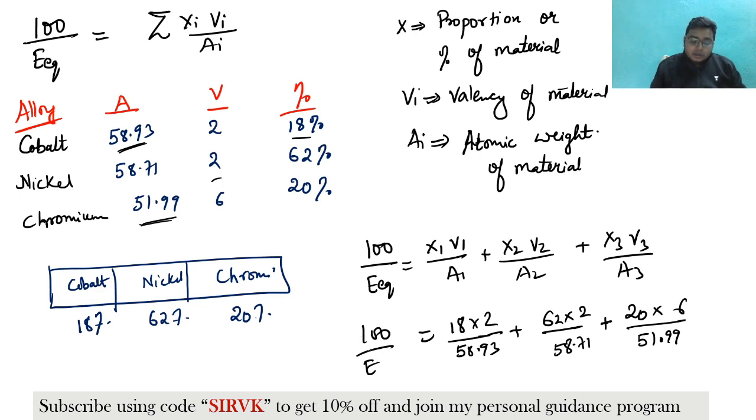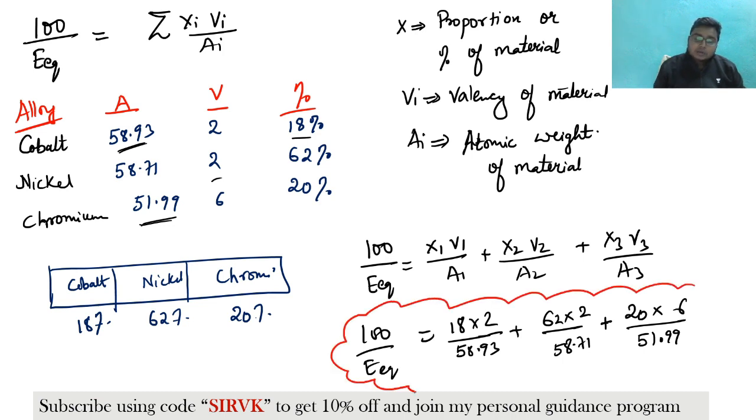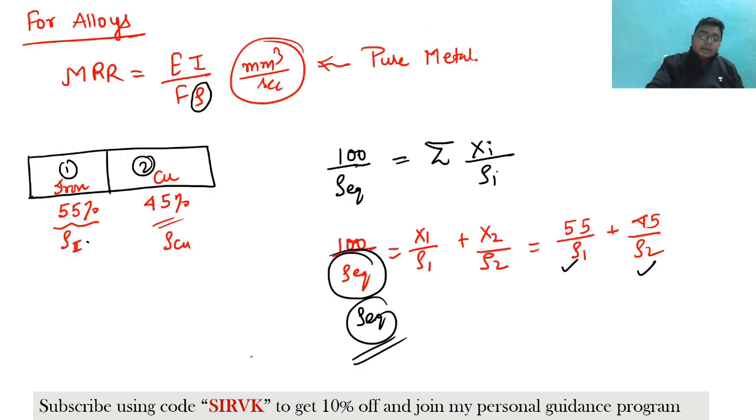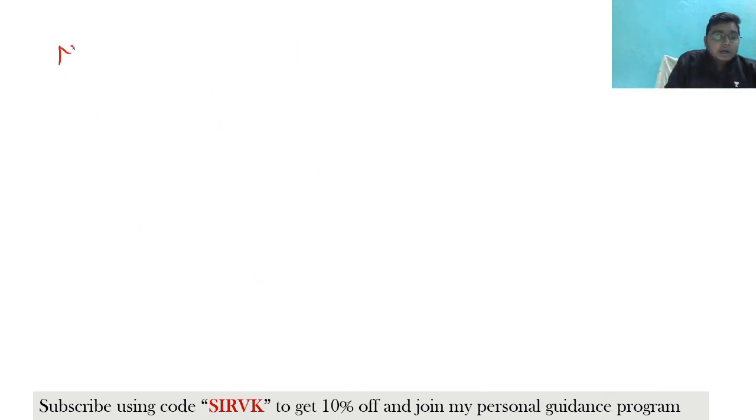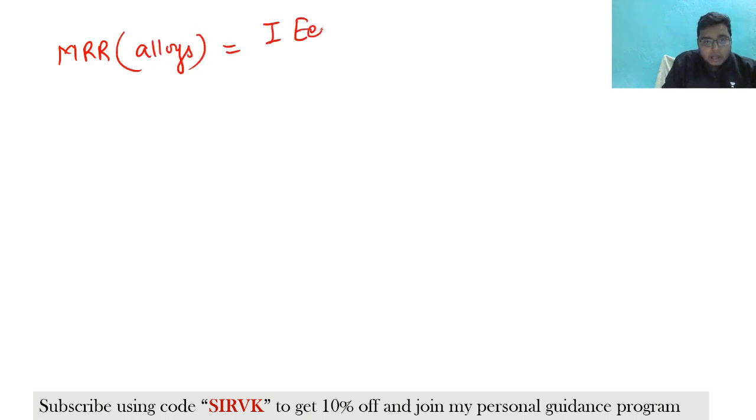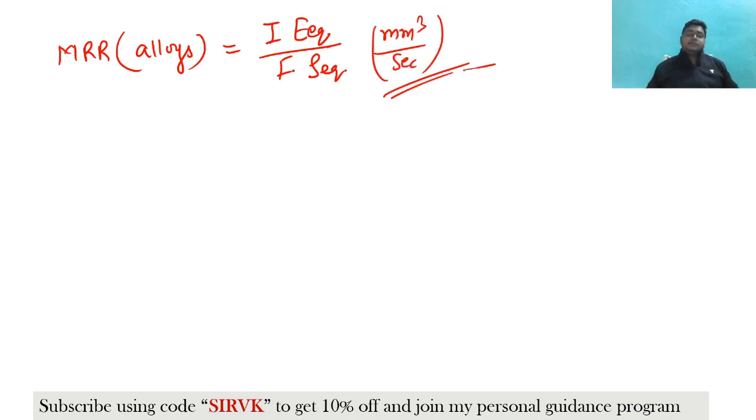What I want to tell from here is that if the problem in the question is based on an alloy, then from here you can find the E equivalent. Clear? By using this kind of thing you can find the rho equivalent. And once the rho equivalent and E equivalent are known to you, you can find the MRR for the alloys, which is equal to E equivalent by F into rho equivalent, and this will be in mm cubed per second. I hope you have understood these things, and you don't have any problem in that.